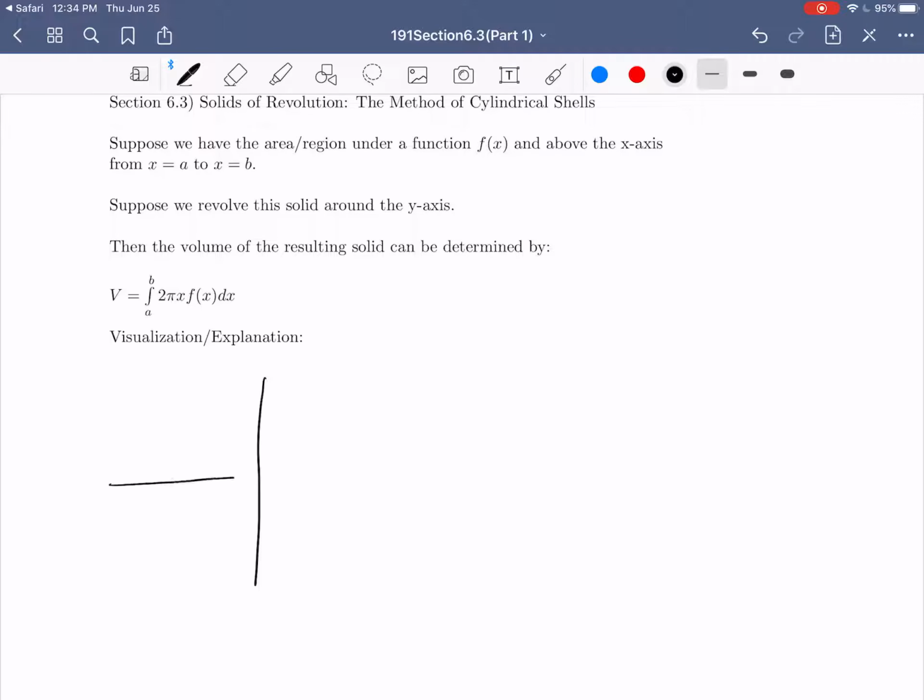So there are our axes. We have some function f of x, so we'll just draw some arbitrary function like that. We're working from a to b there, so those are the ends of our region. The stuff under this curve and above the x-axis is the area that we're revolving. So we have all this stuff in here. And this time our axis of revolution is this vertical axis.